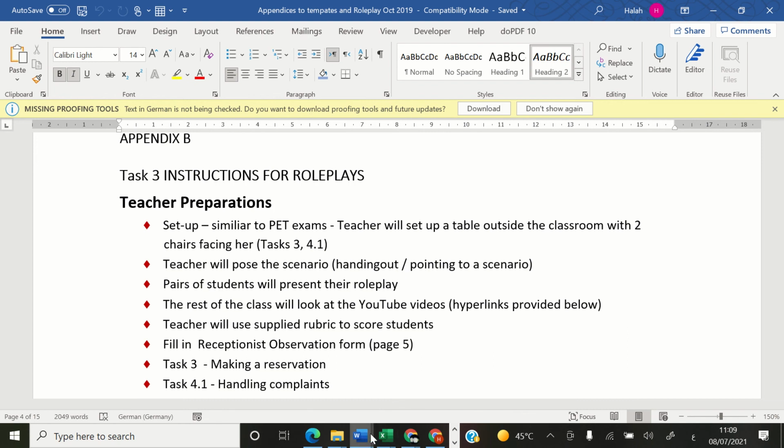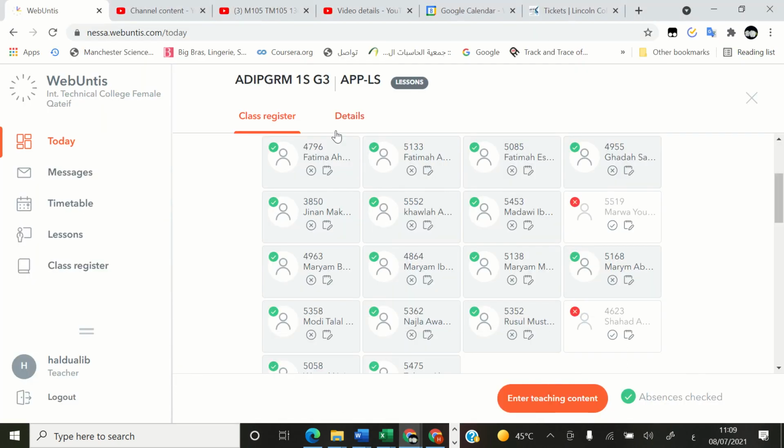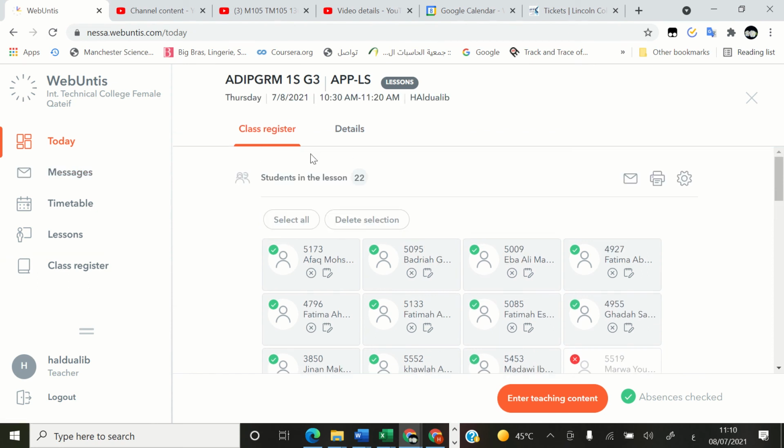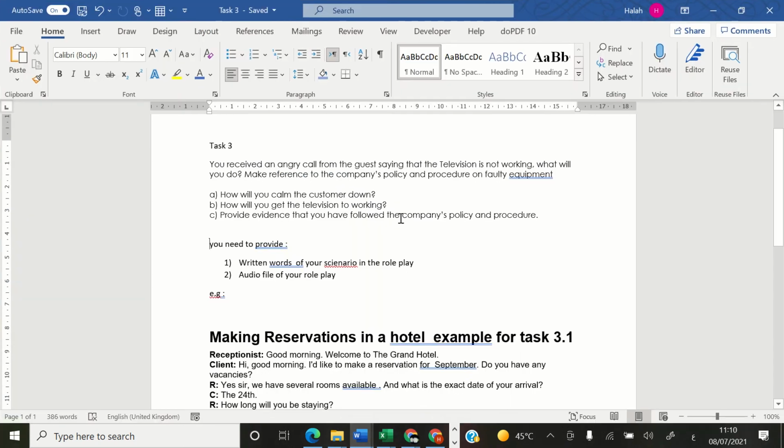Let me check the time to see if we have enough time. We have around 10 minutes. In these 10 minutes, I will explain to you task 3, okay? Because it's related to the complaint of the customer. So you already know what you have to do in task 3. As we have 10 minutes now, I will explain it to you, but the due date will be next week, inshallah.